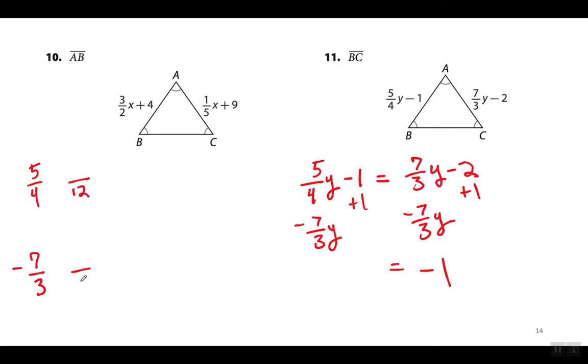Otra vez, para restarlo, tienen que primero tener el mismo denominador. El múltiple más chiquito de 4 y 3 es 12. So I ask myself, 4 times what gives me 12? 4 times 3 gives me 12. So do the same thing to the top. 5 times 3, which gives you 15. So I got 15 over 12.